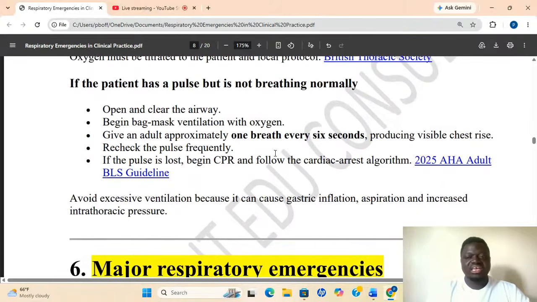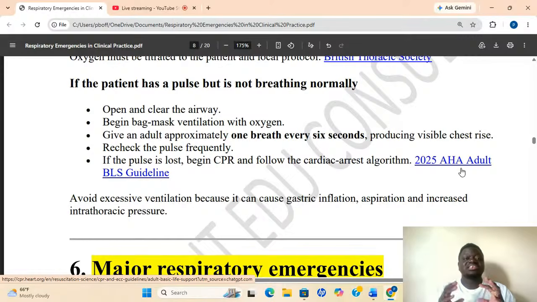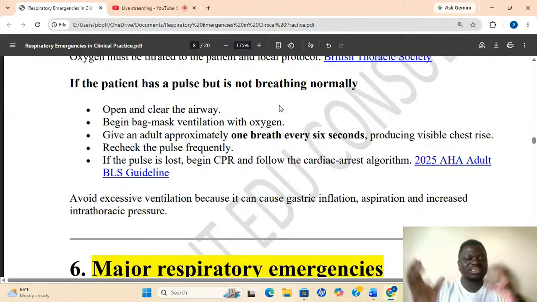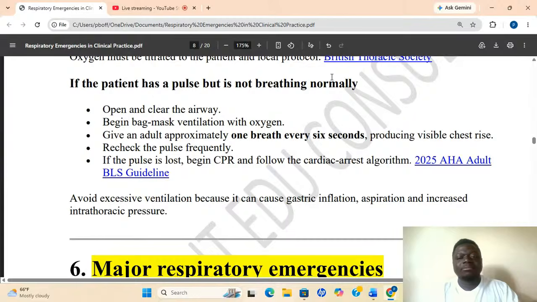And according to the American Heart Association and BLS guidelines, if the patient has a pulse and is not breathing normally, you open the airway, clear it, suction, and begin bag valve ventilation, giving one breath every 6 seconds. Recheck your pulse, and if the pulse is lost, begin what? Your CPR.